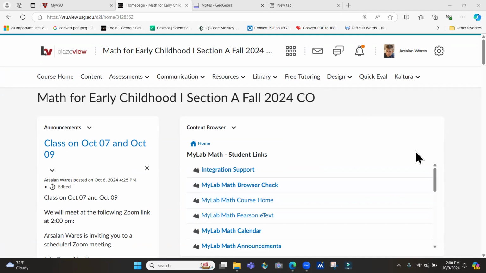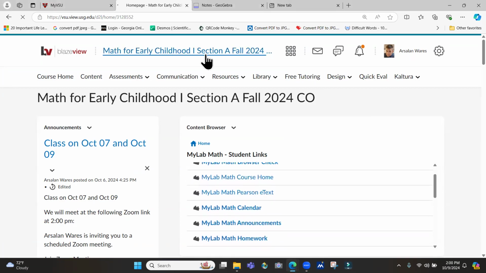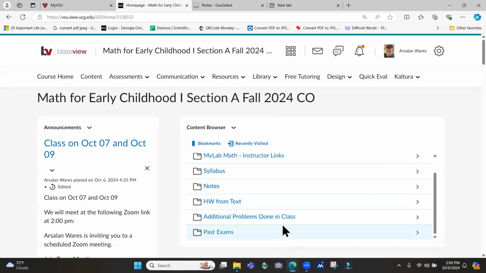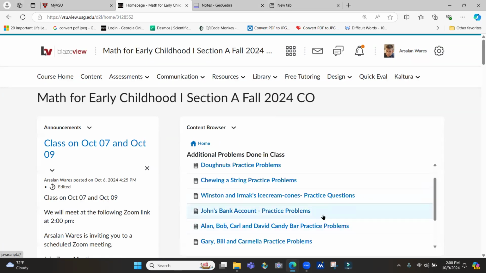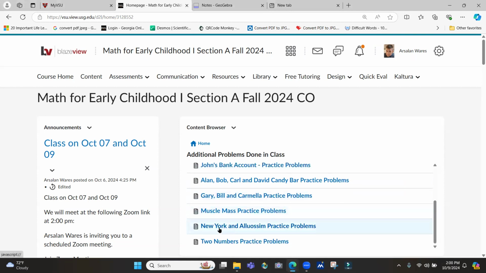So, guys, we are going to work on algebra, the next chapter. I'll give you the chapter number, I'll pick up the problem, so don't worry. Before we go there, let me tell you what I uploaded. I uploaded in this folder, additional problems done in class folder. I uploaded this problem, muscle mass. I uploaded a few problems from our last lesson so that you can work on them and practice.